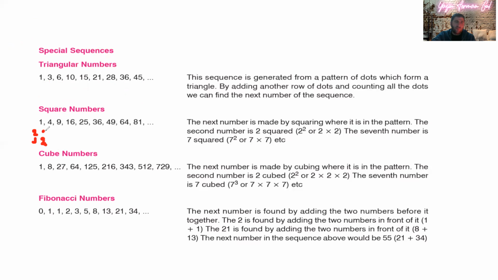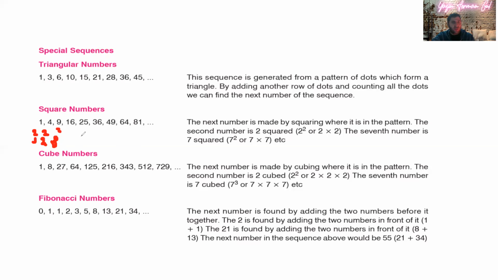2 to the power of 2 is 4. 3 to the power of 2 is 9. 4 to the power of 2 is 16. 5 to the power of 2 is 25. 6 to the power of 2 is 36. And 7 to the power of 2 is 49. 8 to the power of 2 is 64. And then 9 to the power of 2 is 81.